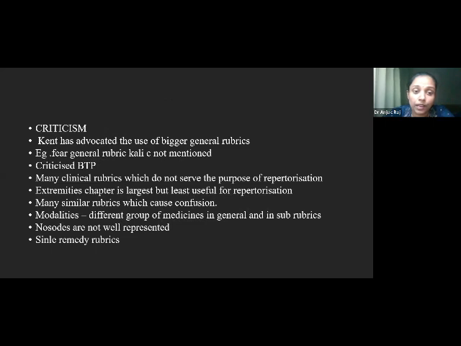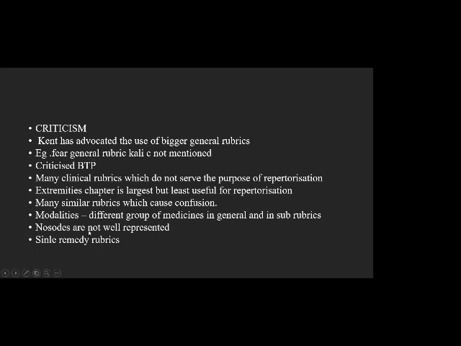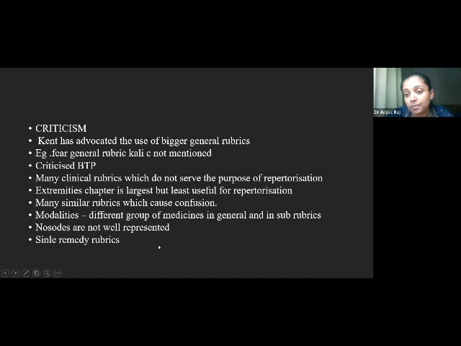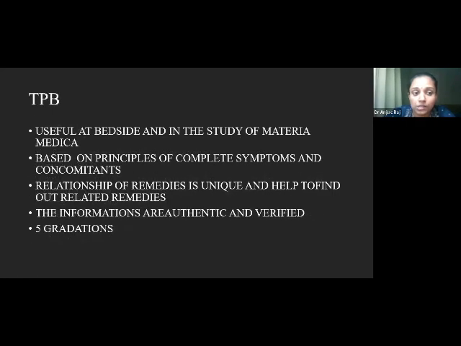Criticism. Boenninghausen advocated the use of bigger general rubrics, but in that rubric, the main medicines were not mentioned. That is one of the criticisms. Kent criticized BTP, but he also made some main rubrics like liver and pneumonia. Then many clinical rubrics do not serve the purpose of repertorization. The Extremities chapter is largest, but least useful for repertorization. Nosodes are not well mentioned. Many single remedy rubrics are present. This you just go through.